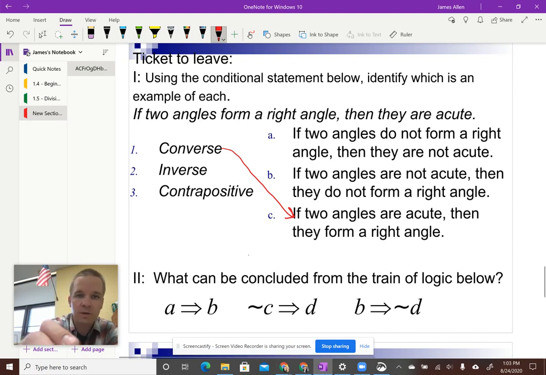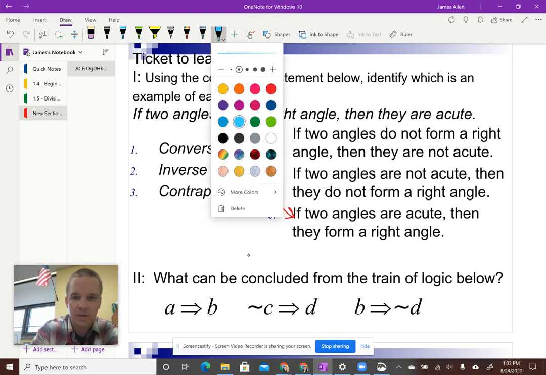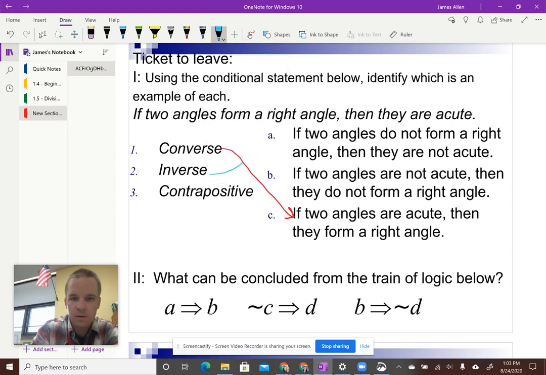I'll change color so it doesn't get too crazy all up in here. That'd be this one. Now, once again, you might be like, well, just because they don't form a right angle doesn't mean they're not acute. They could both be acute, and it wouldn't work out, right? Well, 30 and 50 don't form a right angle, but they are acute. It's not true. Again, it's the inverse. Doesn't have to hold true.